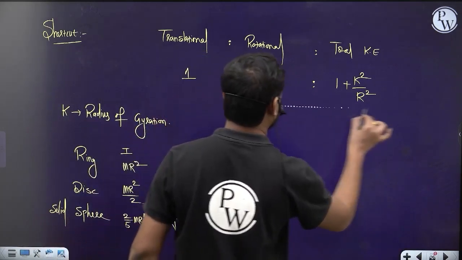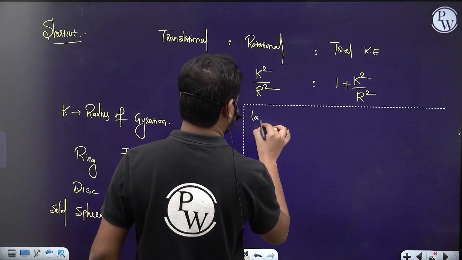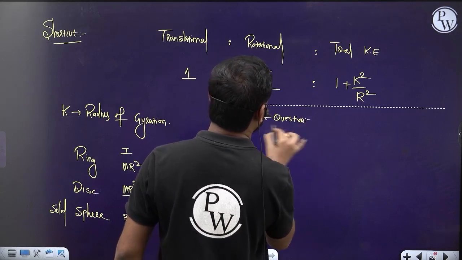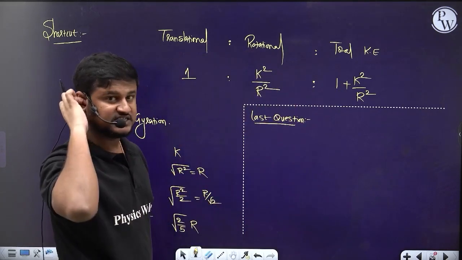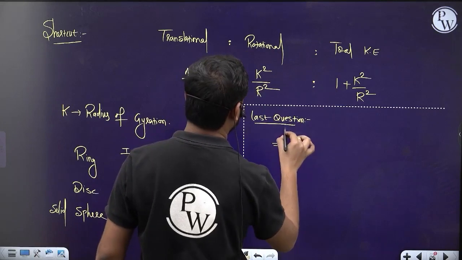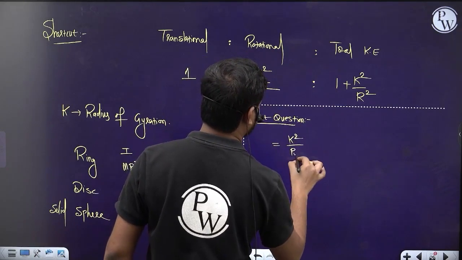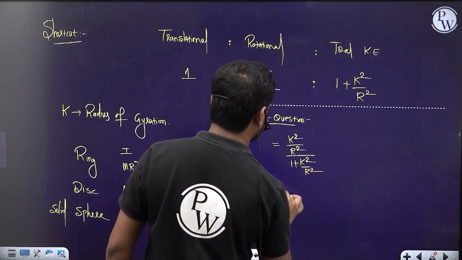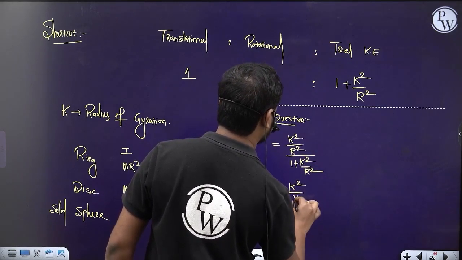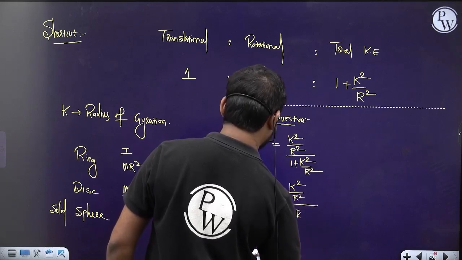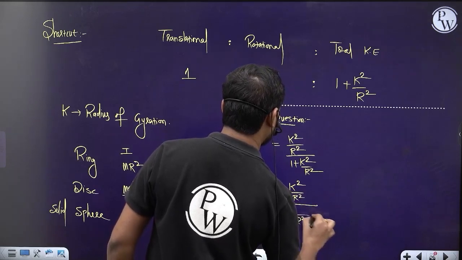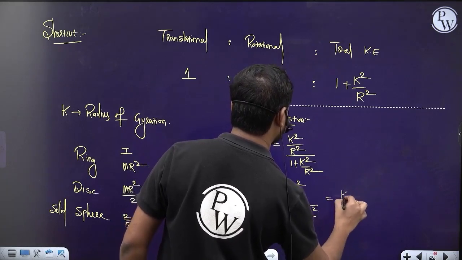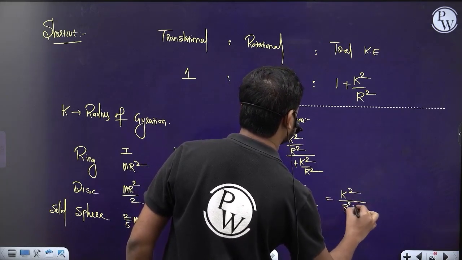The last question I am solving here using this method. I need the rotational kinetic energy to the total kinetic energy ratio, which is k square by r square divided by 1 plus k square by r square. Here r square is the LCM, so it becomes r square plus k square. The r square cancels, so we get k square by r square plus k square, right?